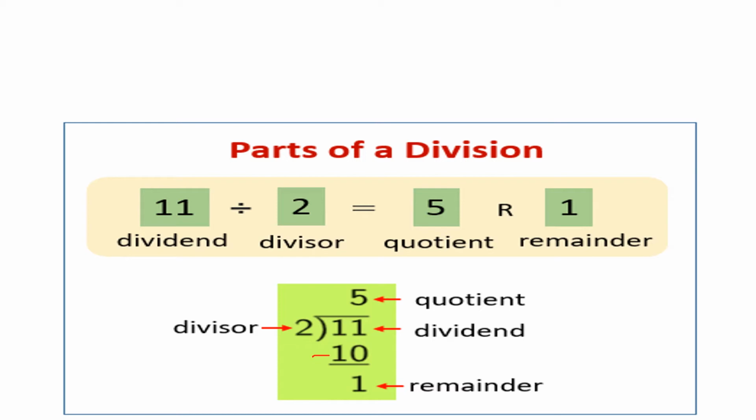So it is a method by which we can easily divide. Here 11 is the dividend, 2 is the divisor, 5 is the quotient and 1 is the remainder.